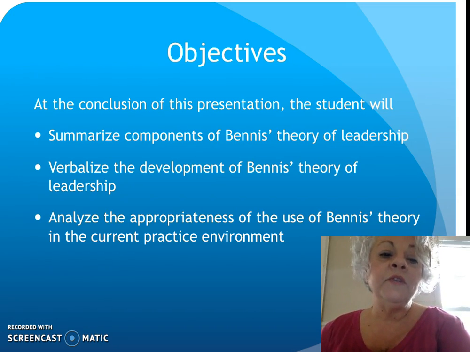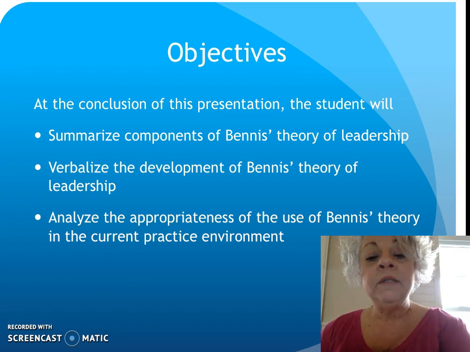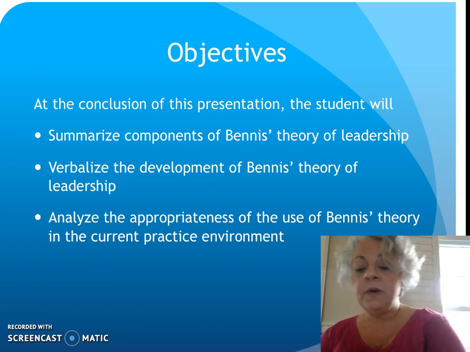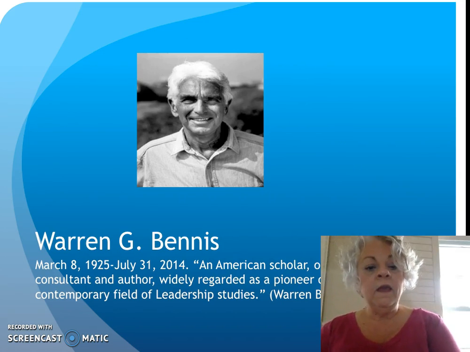The objectives for this course: at the conclusion of this presentation, the student will be able to summarize the components of Bennis theory of leadership, verbalize the development of Bennis theory of leadership, and analyze the appropriateness of the use of Bennis theory in the current practice environment.